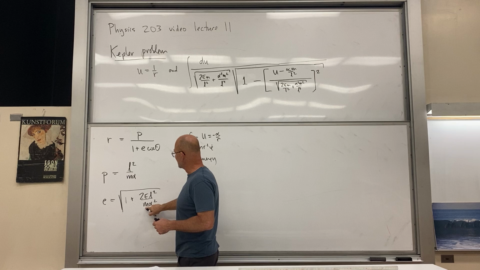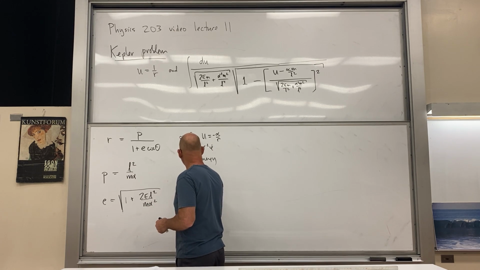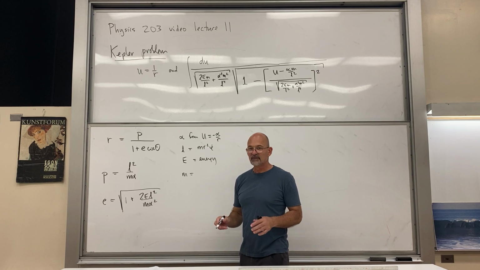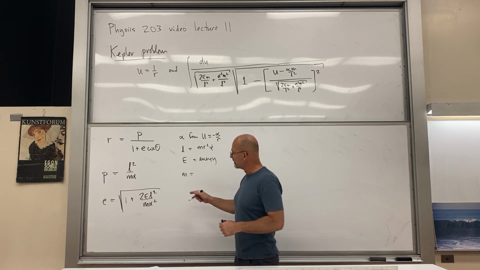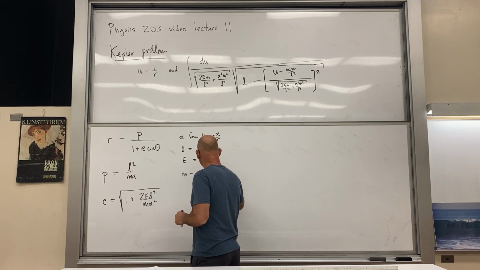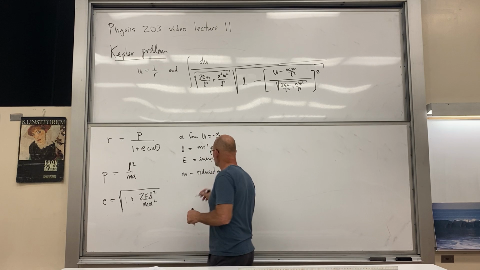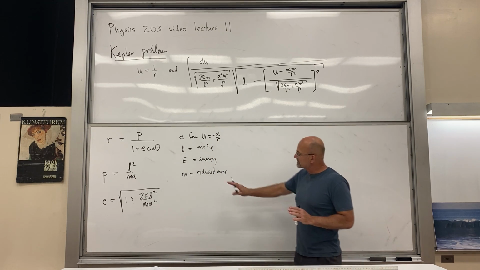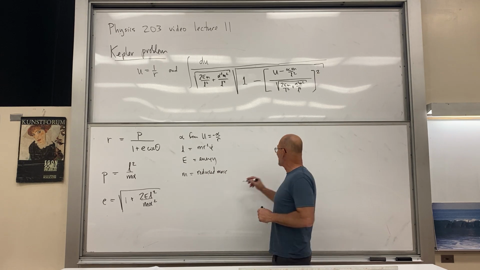And then we have m, which could just be the mass of a pure central force problem. But from the two-body problem, of course, it was the reduced mass. And since this is the Kepler problem, we've got the reduced mass right there. Good, so now let's discuss these things in terms of what we found last time.